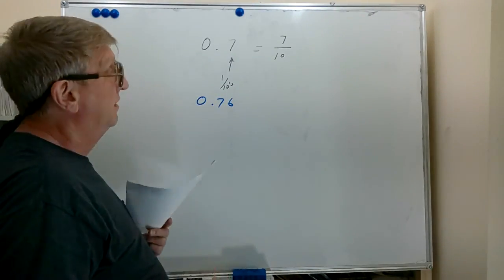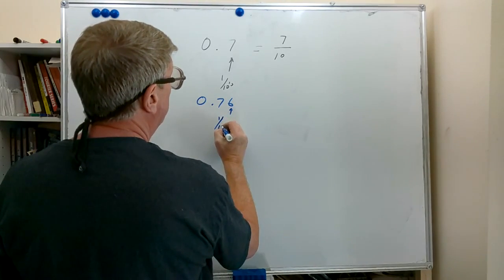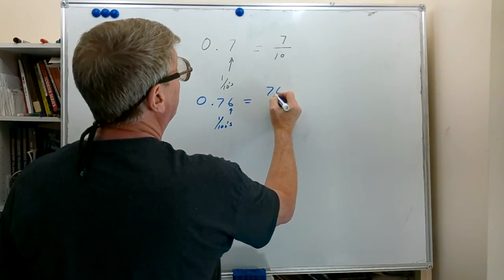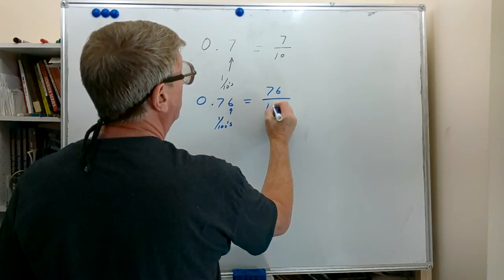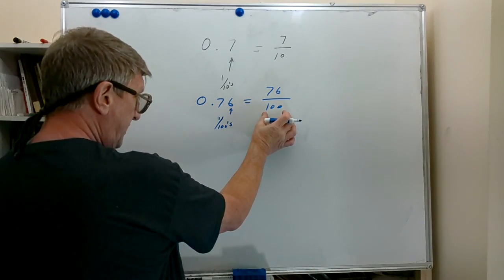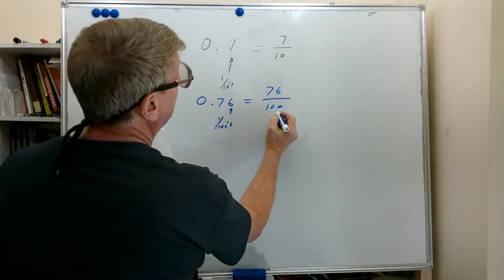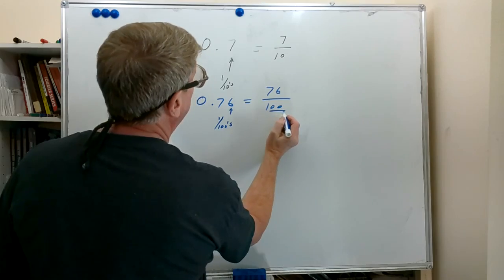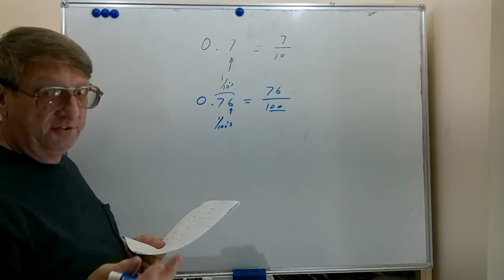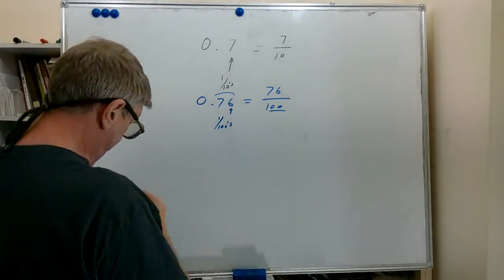Another, 0.76. And we said that this is the 1/100ths place. Well, that's equal to 76 over 100. And you will notice that we have a denominator of 100 to match up with what we called the 100ths place. And you will also notice that our denominator has two zeros, which matches up with the two digits that were to the right of the decimal place.